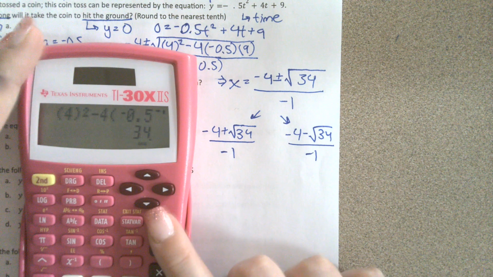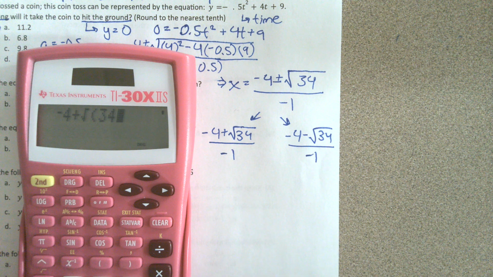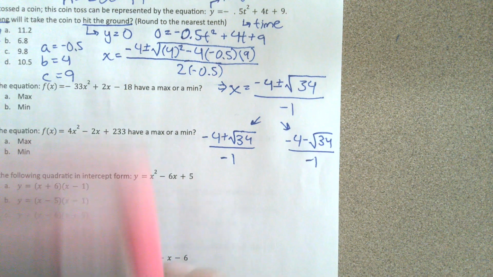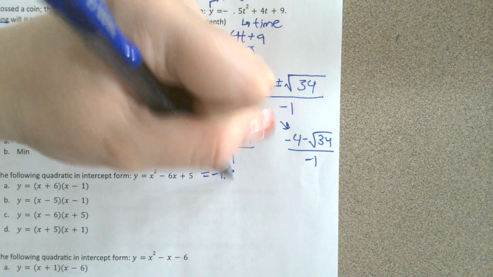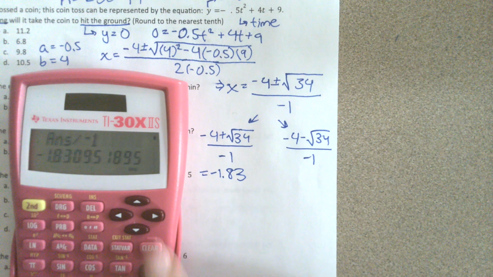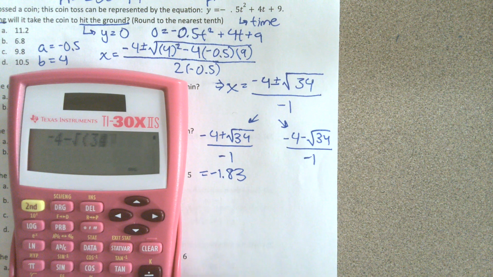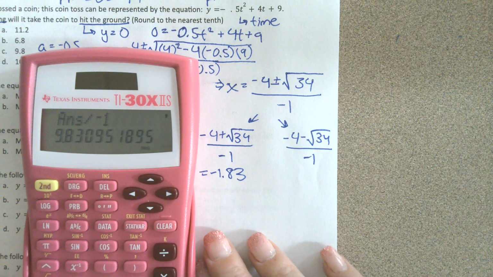Calculator. Negative 4 plus the square root of 34. And then remember, when you divide something by negative 1, all you're doing is changing its sign. So this is negative 1.83. And then let's do the other one. Negative 4 minus the square root of 34, divided by negative 1, is 9.83.